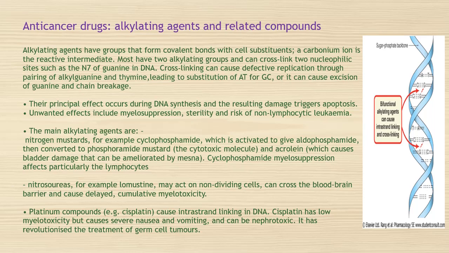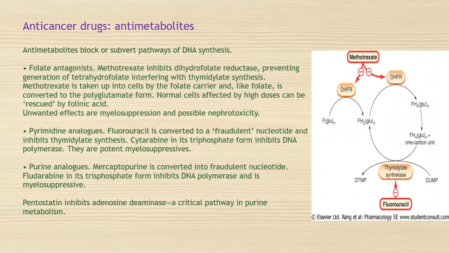So under alkylating agents, you've got nitrogen mustard, cyclophosphamide, aldophosphamide type of drugs, nitrosoureas, and the cisplatin category of drugs. Well, coming to the next class of cytotoxic drug, the antimetabolites. Antimetabolites are basically drugs which will block the pathways or divert the pathways for DNA synthesis.